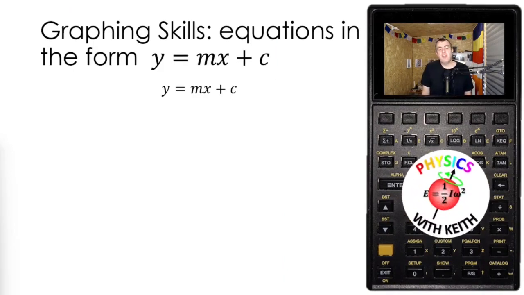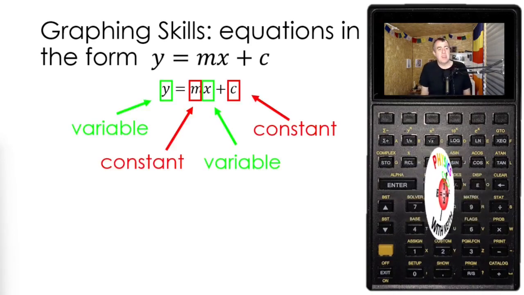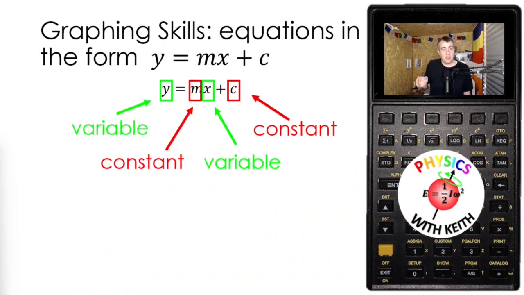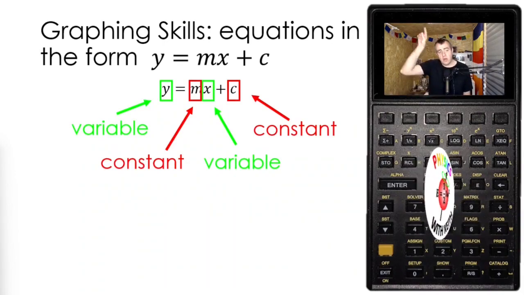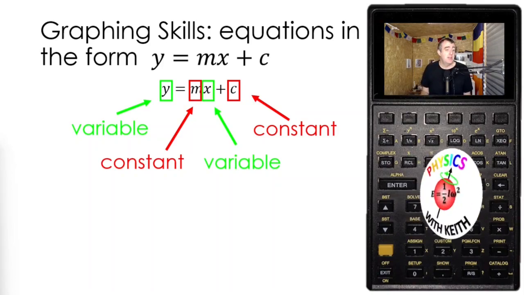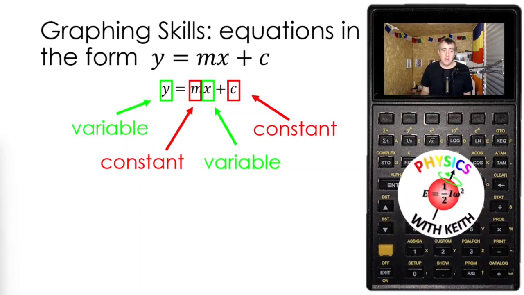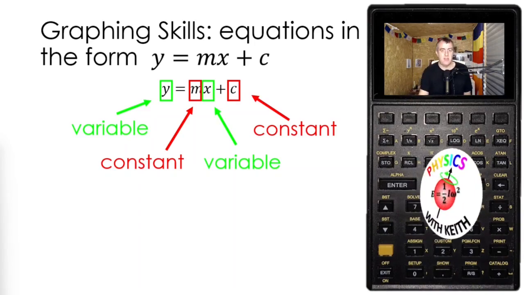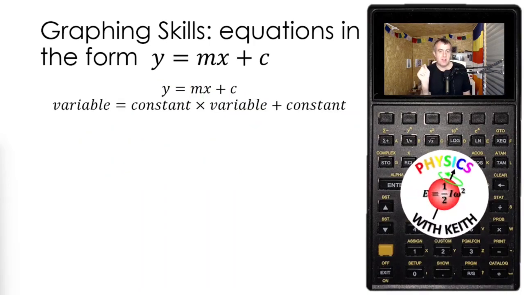So how do we get equations into the form y equals mx plus c? Well, remember that y equals mx plus c is a variable equals a constant times a variable plus a constant. You plot y on the y-axis, x on the x-axis, because they change. It'd be really boring if they didn't. And m must be a constant if it's a straight line. So that tells you what's going on here. Variable equals constant times variable plus constant.